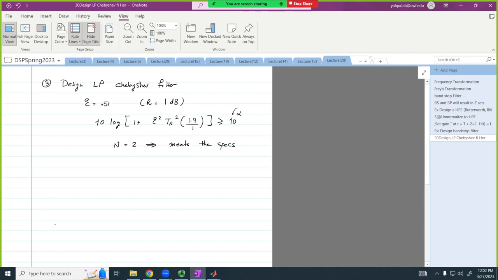Where is the 1.9 and 1 coming from? From the tighter limit that we chose to design the filter. Okay, so therefore, we're going to go to the tables. We're going to get H of s, that is equal to s squared plus 1.0977s plus 1.103.